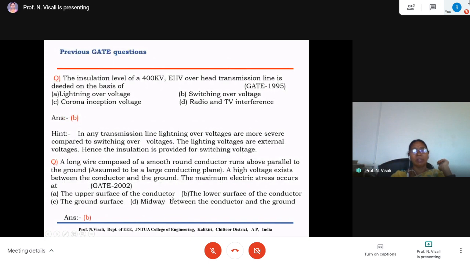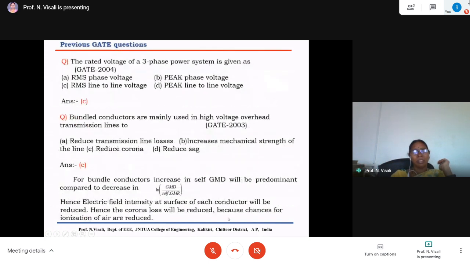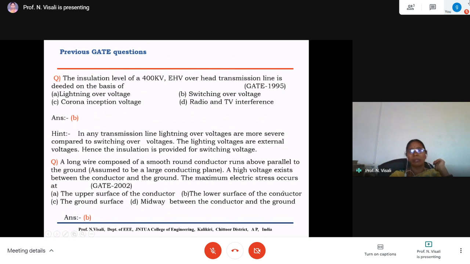The lower surface of the conductor is the one considered, because it is closer to the earth, where the ground potential is. So the conductor below will always have a large electric stress. That's why they have taken the lower surface of the conductor.